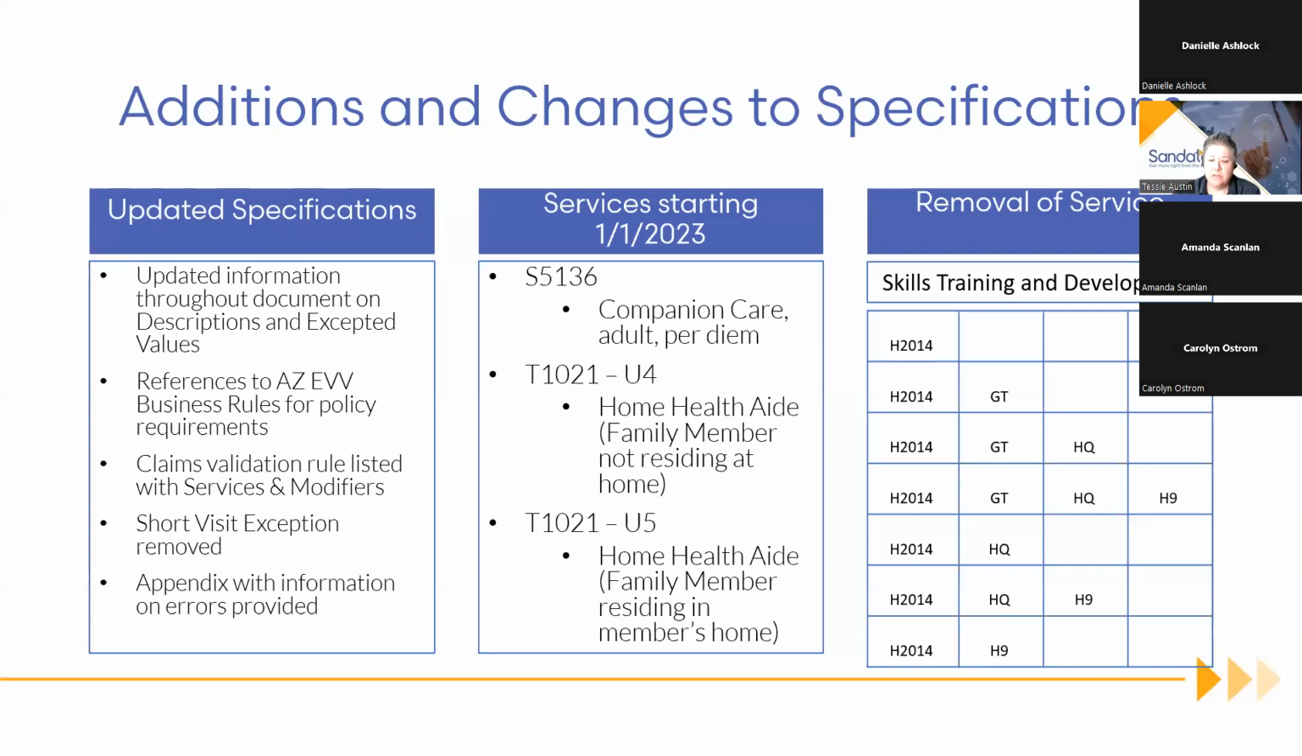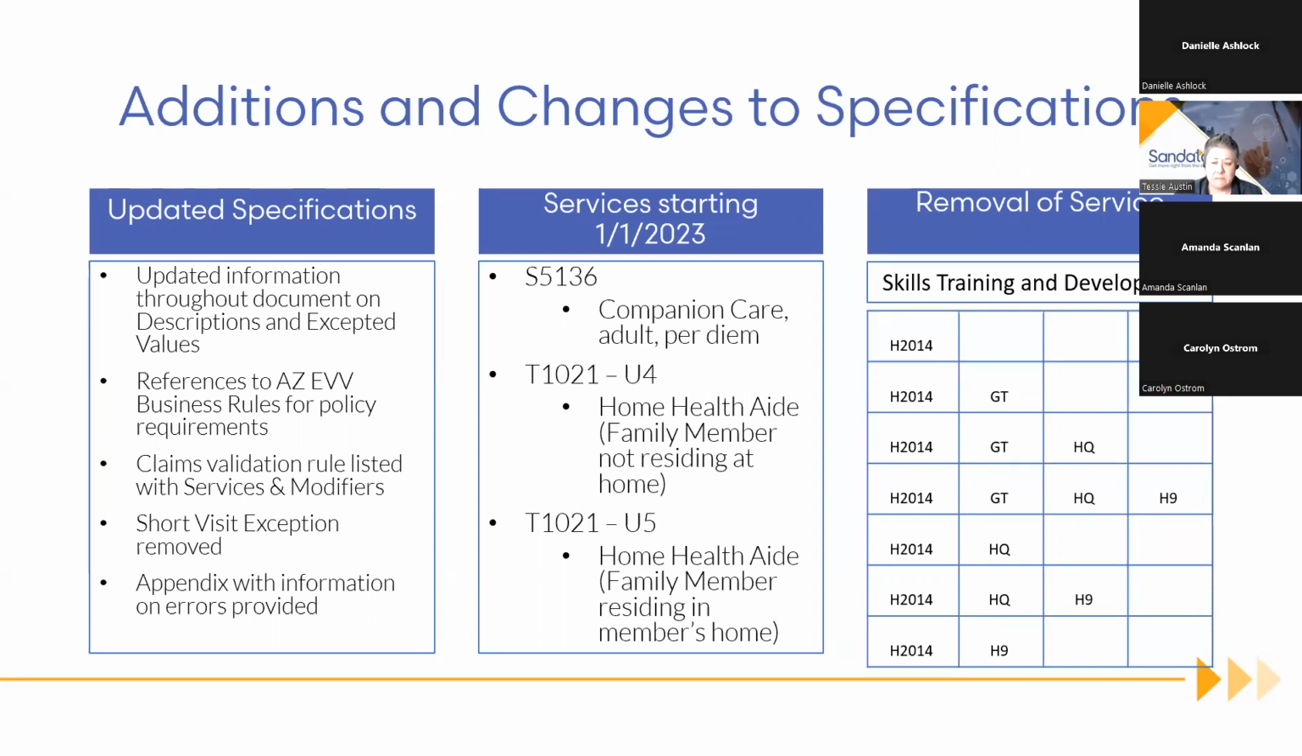And we were able to align our specifications across all of our programs. So if you are a vendor that works in multiple states, there's some things that are going to be Arizona specific, but you're going to see, hopefully going forward, that our specifications give you the same type of information on things that are general. There's references in this specification document to the AZEVV business rules for policy requirements that Dara and team have put together. So we've tried to reference their document in our specs, and they reference the specs in their document. So we're hoping that'll help you guys.